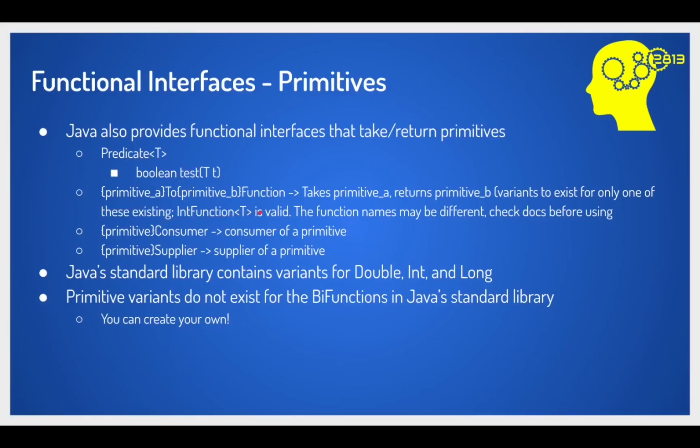There are also versions with primitives on one side. For example, IntFunction takes in an int and returns something. There's also ToIntFunction, which takes in some value and returns an int. There's also the primitive-type Consumer, and then some primitive Supplier, which just supplies a primitive. There are variants for double, int, and long in the Java standard library. And there aren't primitive variants for the Bi functions, so if you want those, then you can create your own.